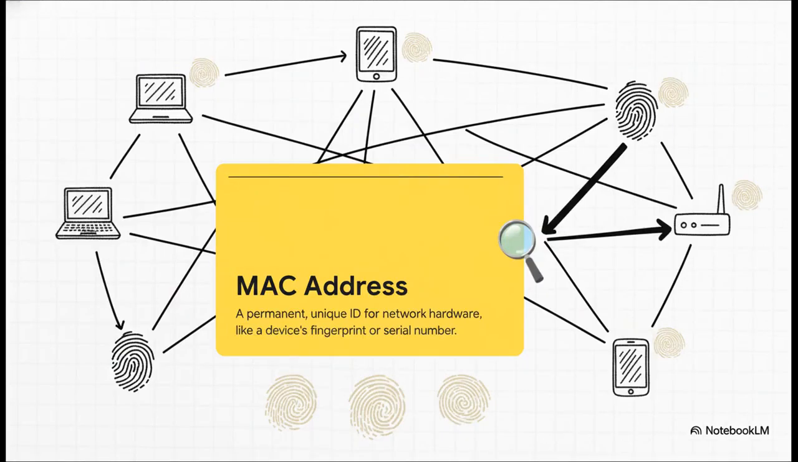Okay, but once that data arrives in the right neighborhood, the right network, how does it find your specific laptop or your phone among all the other devices that might be there? That is the job of the MAC address. It's a permanent, unchangeable ID that's literally burned into your device's hardware. It's like your device's unique fingerprint.